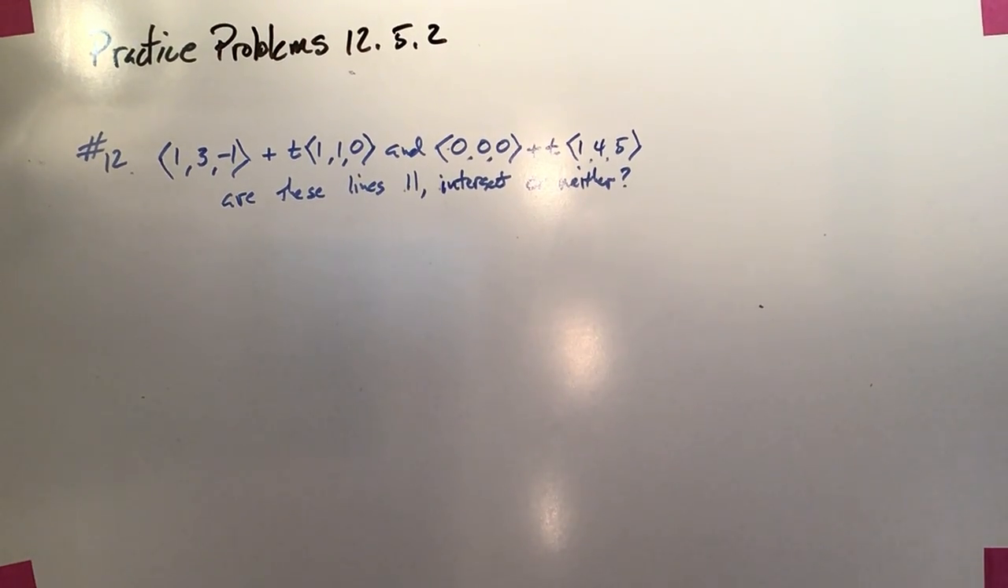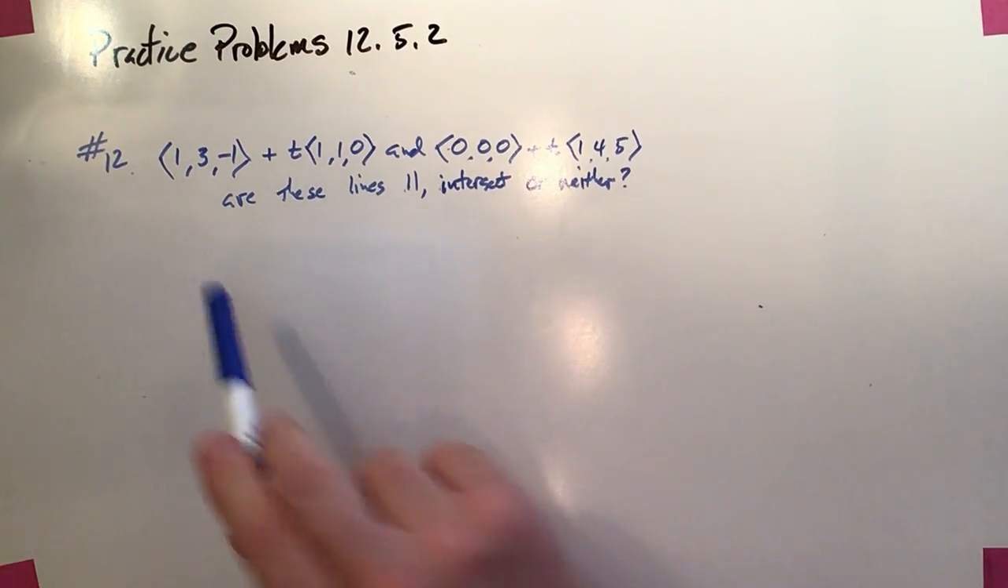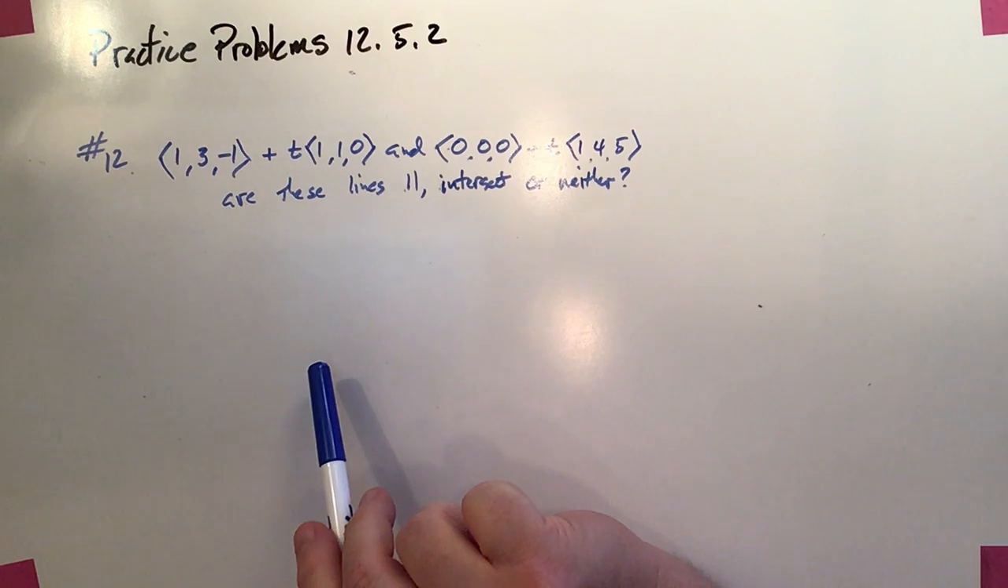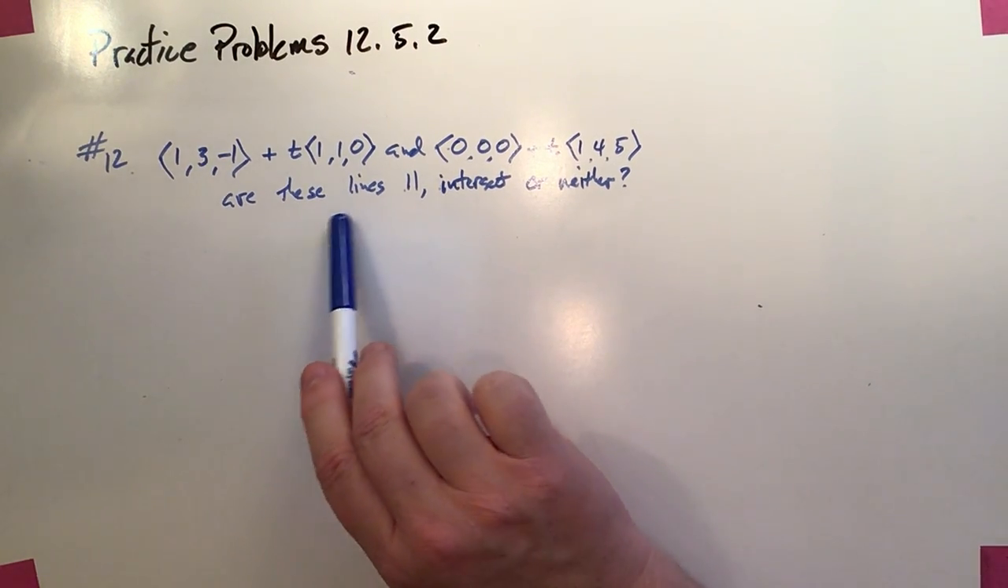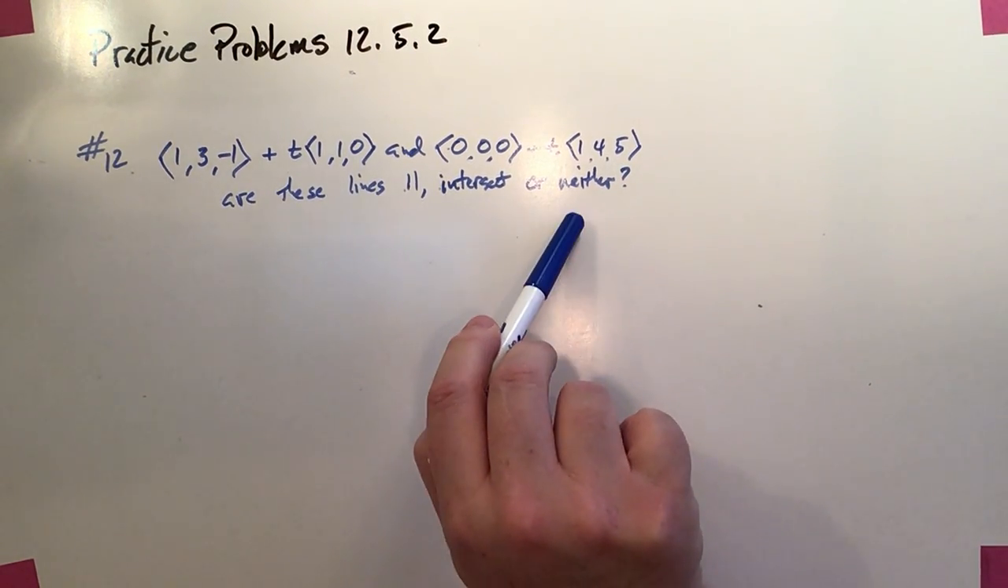Practice problems 12.5.2 on lines in 3 dimensions. This is practice problem number 12, and it gives us the equations of 2 lines in vector form, and it asks us, are these lines parallel, do they intersect, or neither?